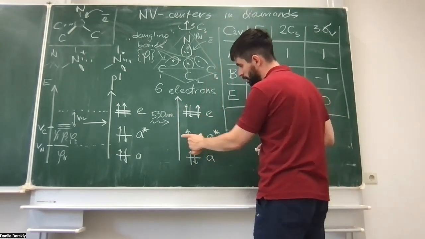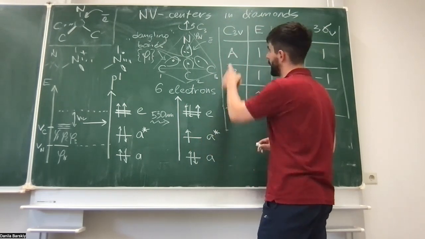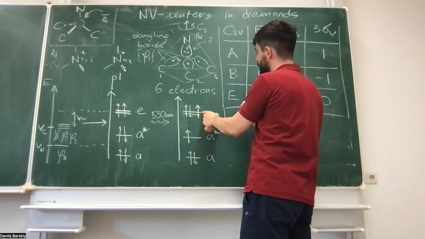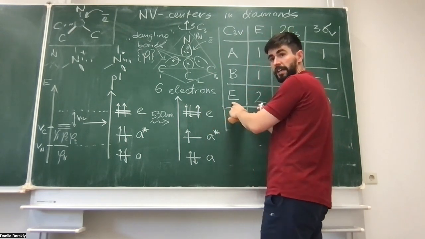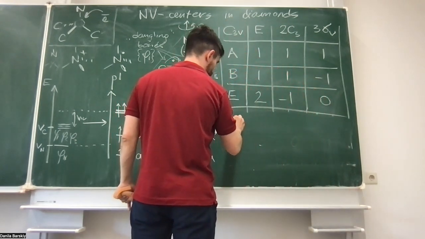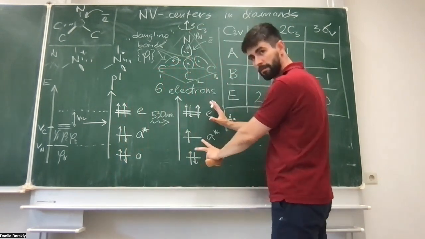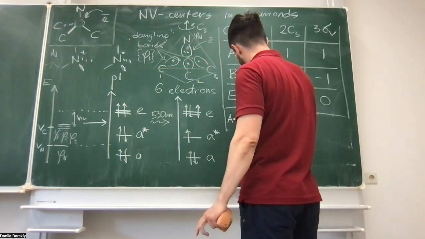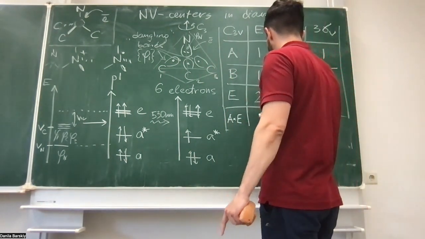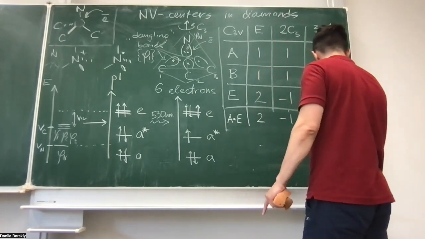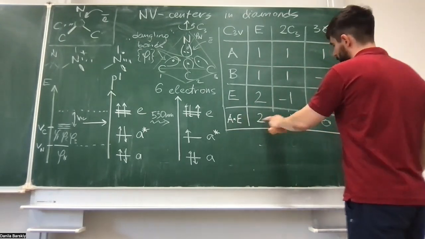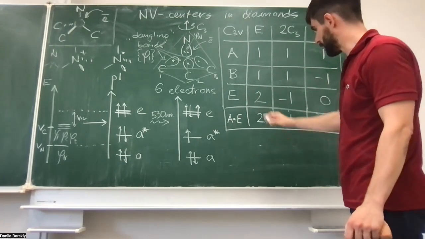So we have one electron on the orbital that transforms under A, and one unpaired electron that is on the orbital which transforms under E. So what we need to do to find the term responsible for this state, we just multiply lines corresponding to A and E, and it's going to be just E. So 2, minus 1, 0. So this combination clearly is simply E, right?